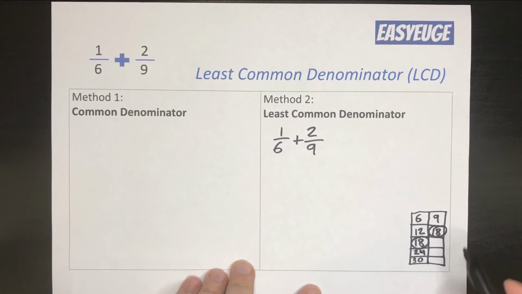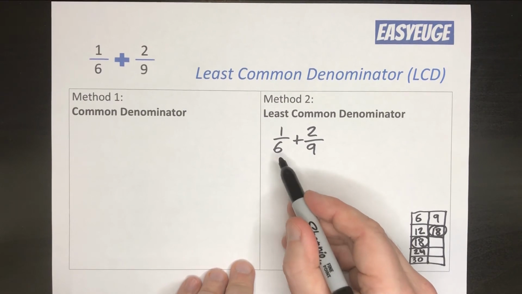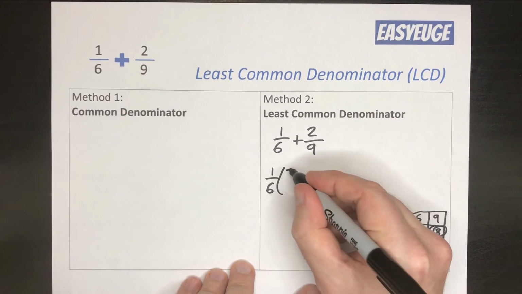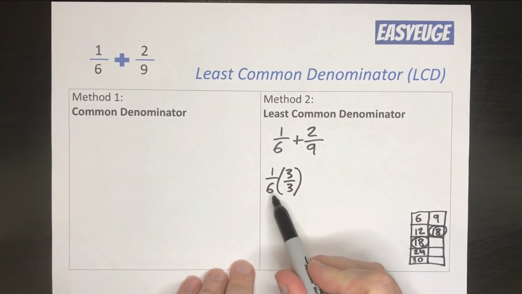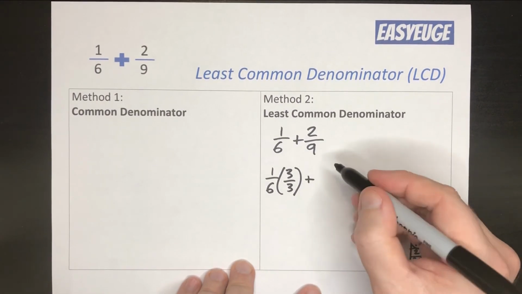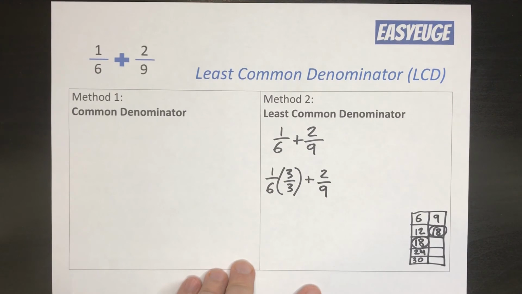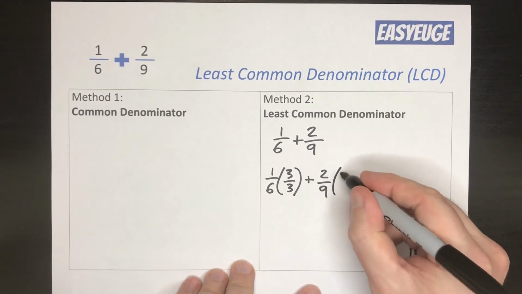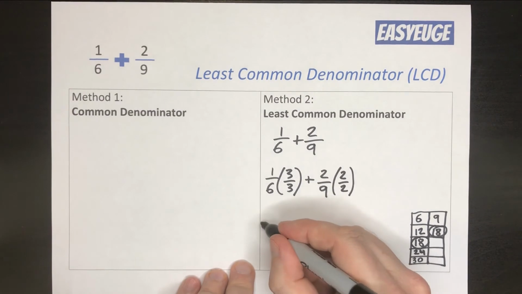So let's do that. Let's turn the 6 into an 18. And how would we do that? Let's take that fraction and we'll multiply it by 3 over 3, because 3 6s are 18. And then we'll add on the 2 over 9, but what will we multiply this by? How do we get 9 into 18? We'll multiply it by 2. So let's multiply all of this by 2 over 2, and let's work it out.